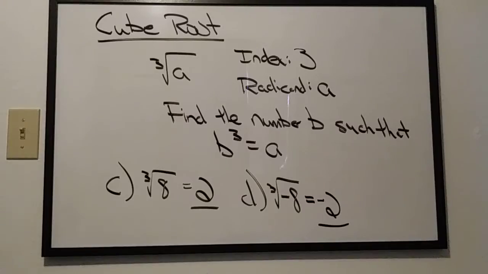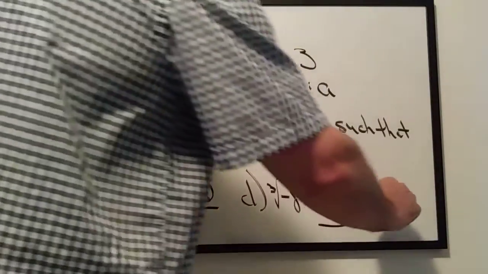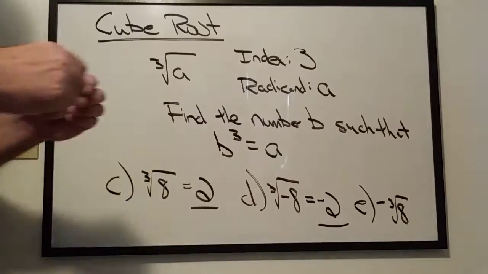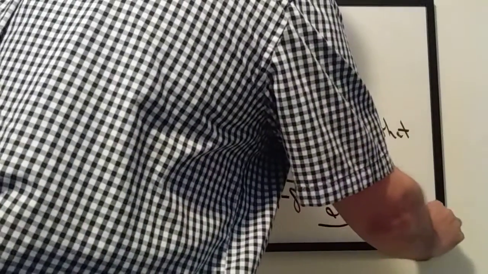Well, what would happen then if instead of having the negative under the radical, I had the negative on the outside? Well, just like we were seeing a moment ago, negative on the outside then means we first find the cube root of 8, and then the negative on the outside says change the sign of that answer. So we already saw that the cube root of 8 is +2. Change the sign of that answer, and the answer is going to be -2.